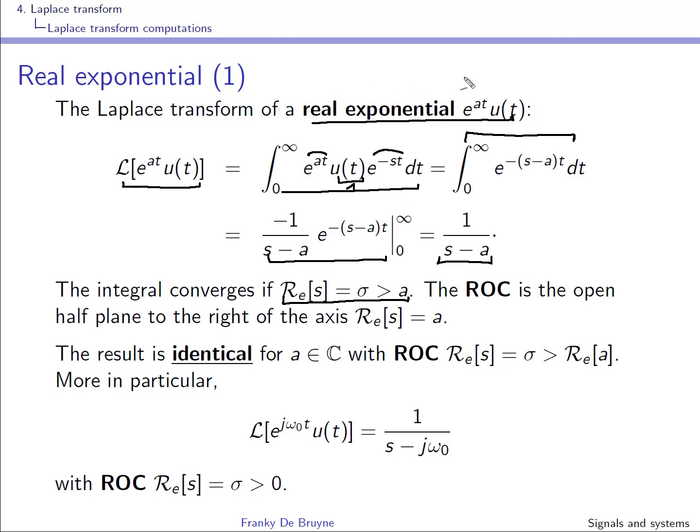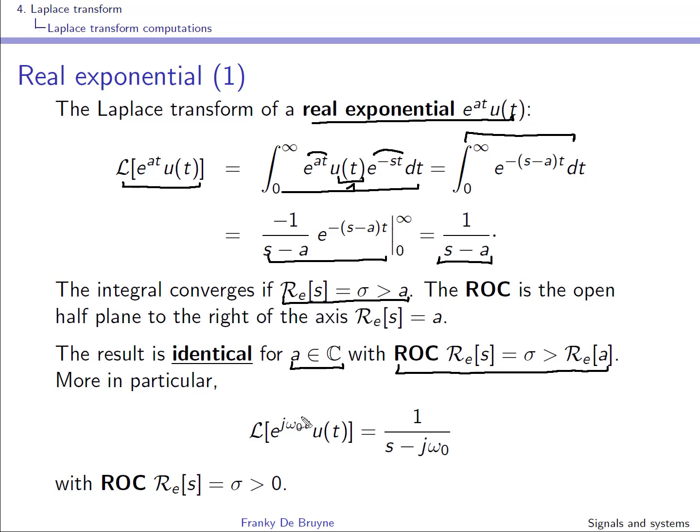You can do the same thing here with a complex exponential, with a complex number a, and you'll obtain exactly the same expression. The only difference is in the region of convergence. You have to write sigma larger than the real part of a. A is now a complex number, and sigma must be larger than some real number, and this real number is obtained by taking the real part of a.